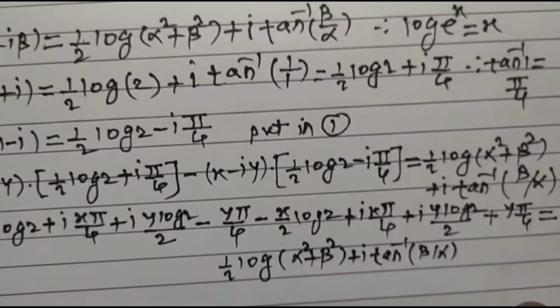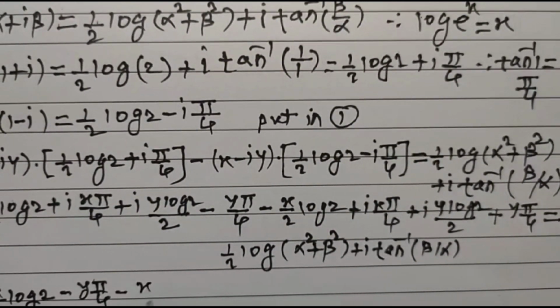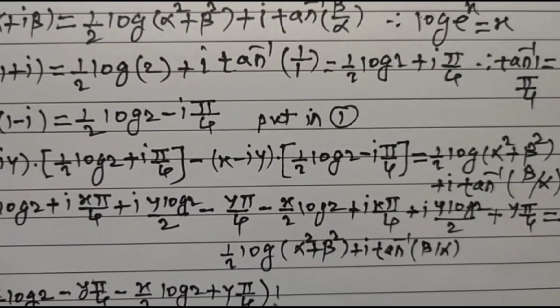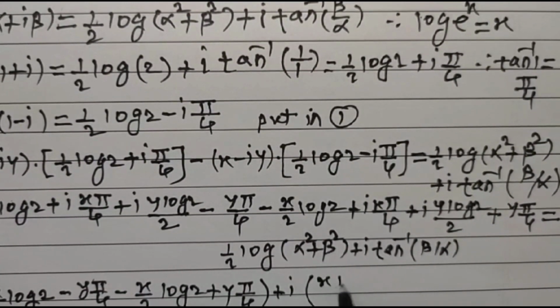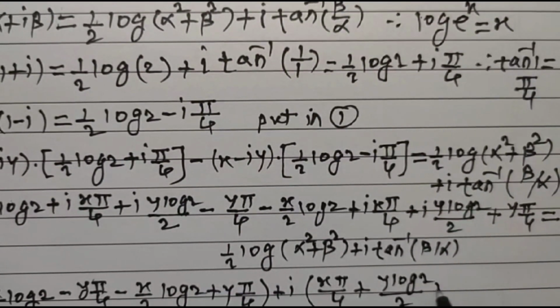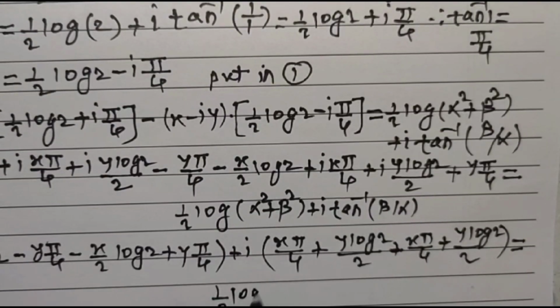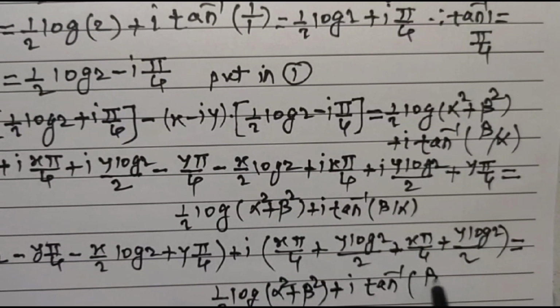So on the left hand side this can be written as x upon 2 log 2 minus y pi by 4 minus x upon 2 log 2 plus y pi by 4 plus i into x pi by 4 plus y log 2 divided by 2 plus x pi by 4 plus y log 2 divided by 2, and this is equal to logarithm of alpha square plus beta square plus i into tan inverse beta upon alpha.